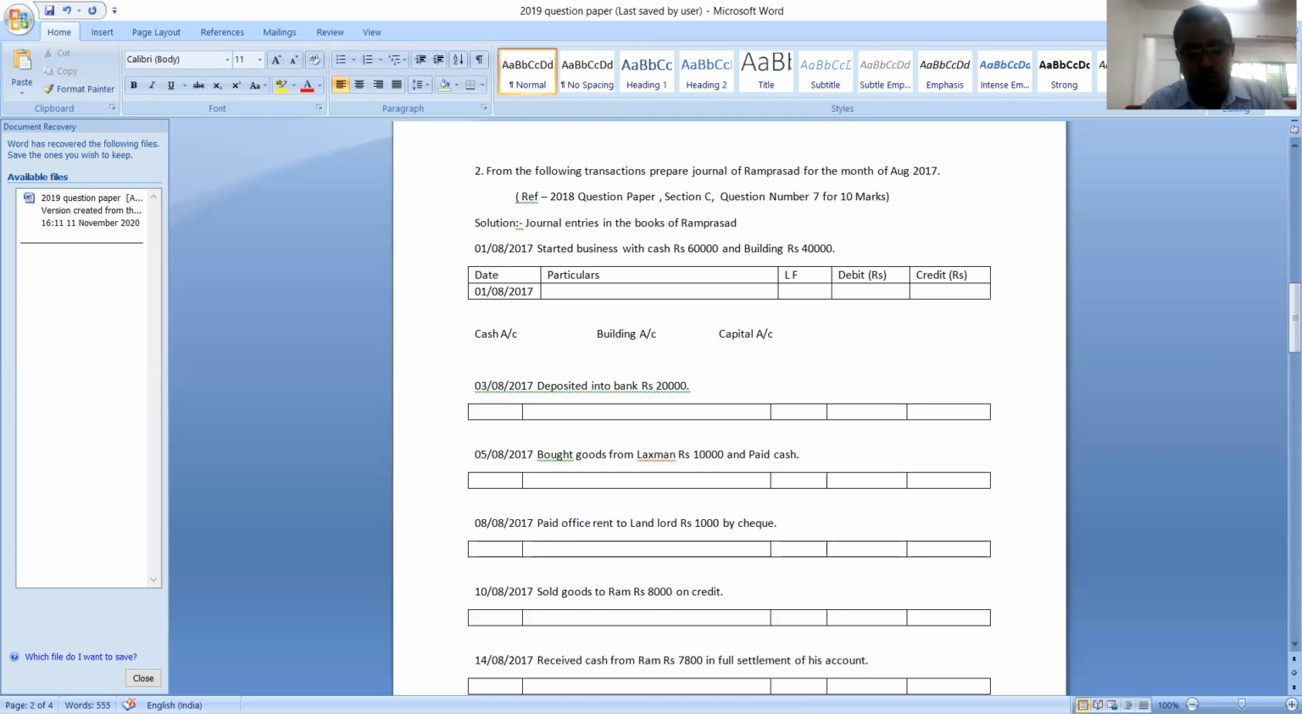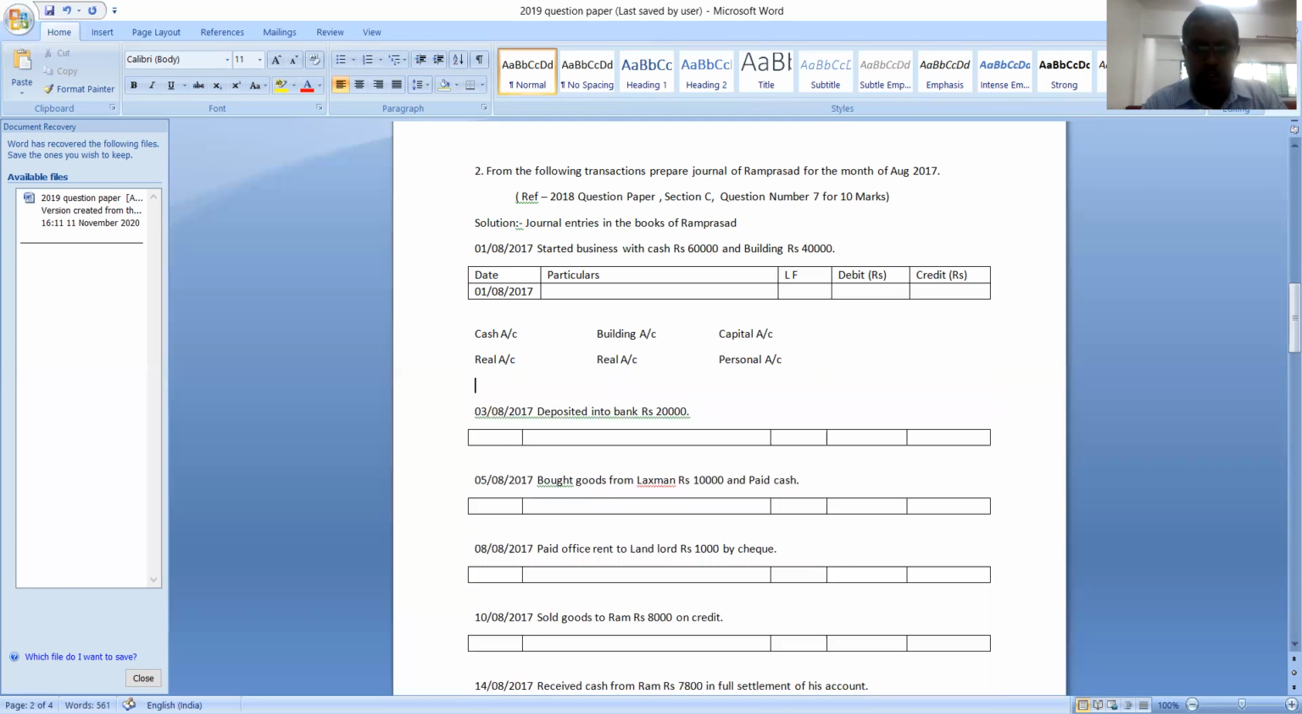Once you find out the accounts in a transaction, later you need to find out which category those accounts belong to. Cash is an asset, so it belongs to real account. Building is also an asset, so it belongs to real account. Capital is a personal account. Then, based on the situation, you need to decide which account should be debited and which account should be credited. Understood?